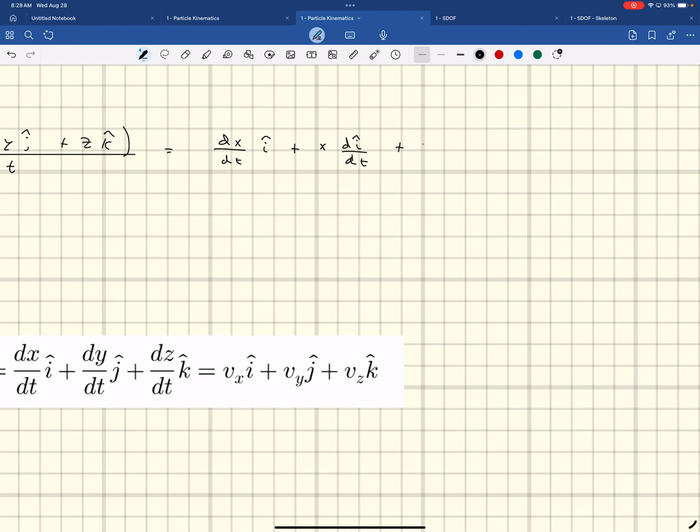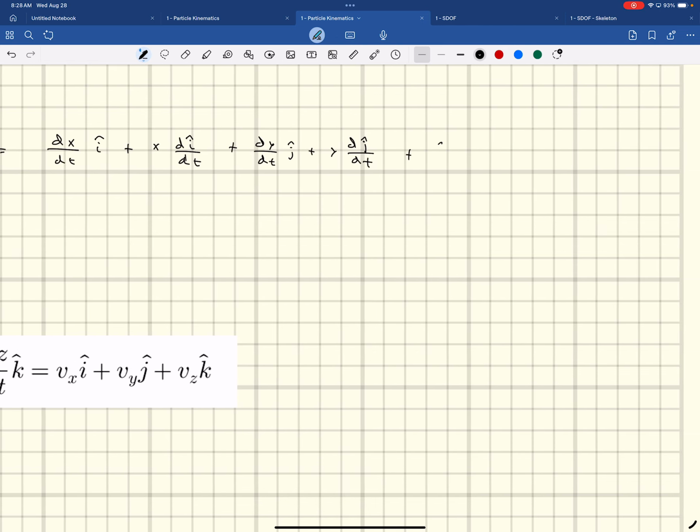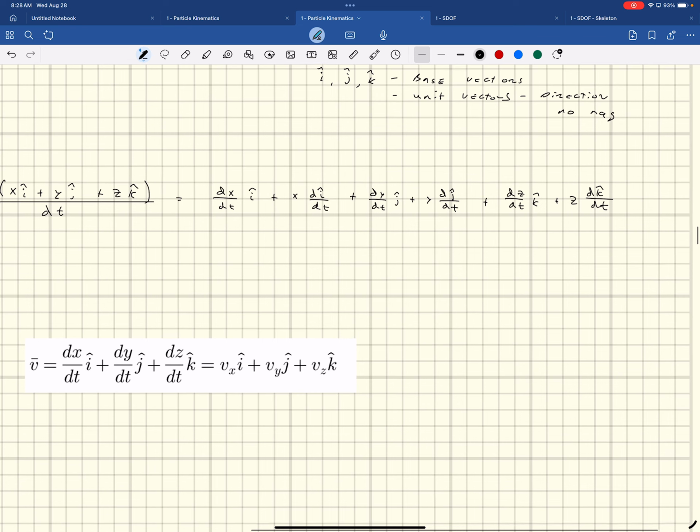This would be plus dy/dt in the j direction plus y times dj/dt plus dz/dt in the k direction plus z times dk/dt. Did the product rule all the way through. This time, there's nothing really exciting that happens here, right? Later on, when we do these other coordinate systems, new terms are going to pop out. Some things are going to come out of this. But I'm just following the same procedure here.